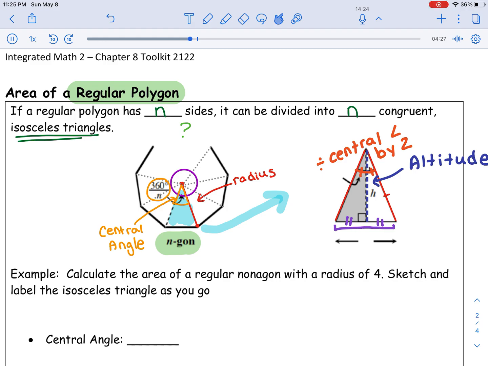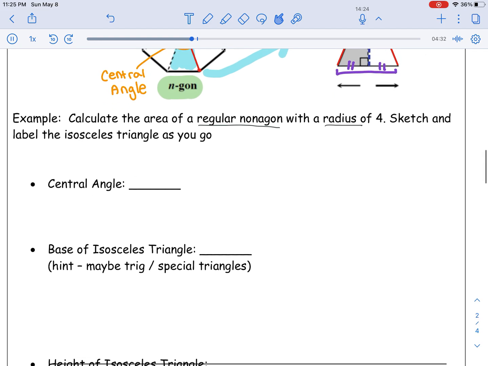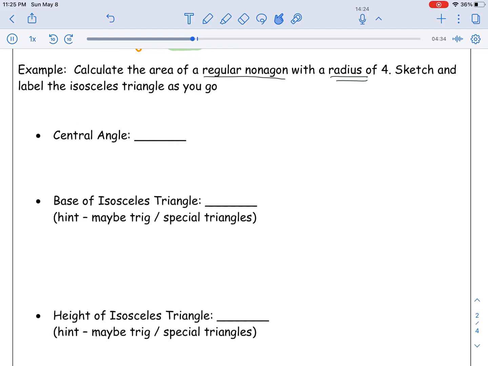I want you to find me the area of a regular nonagon with the radius of 4. Really big key anytime we're working this chapter, I want you to sketch and label the triangle as you go. Now personally, that means I end up drawing multiple triangles, and you don't have to draw multiple triangles, only if it helps you out. So I'm going to get started with my first step.